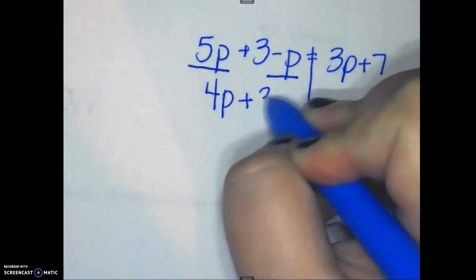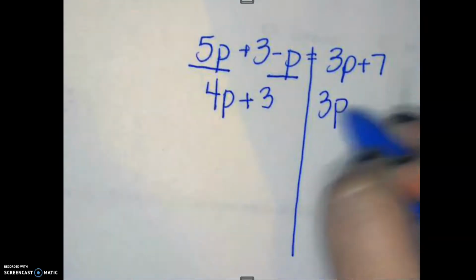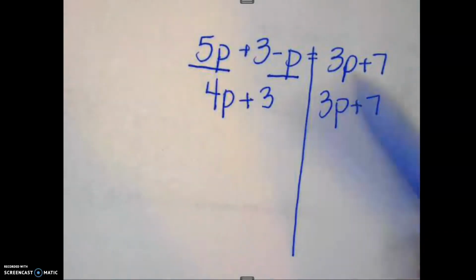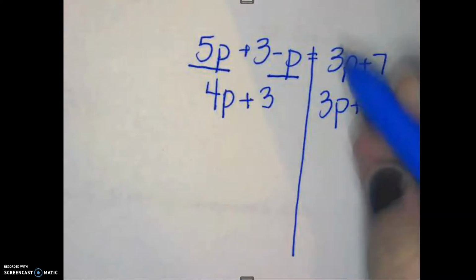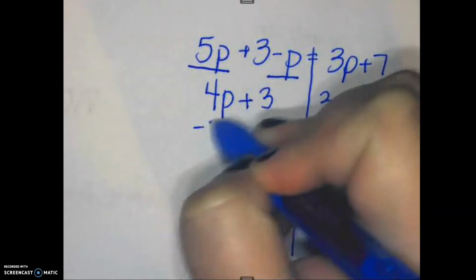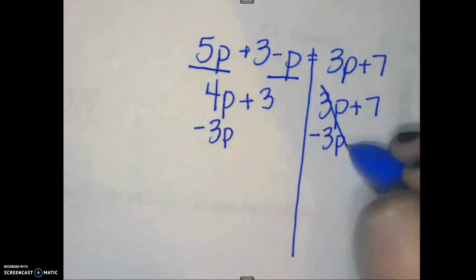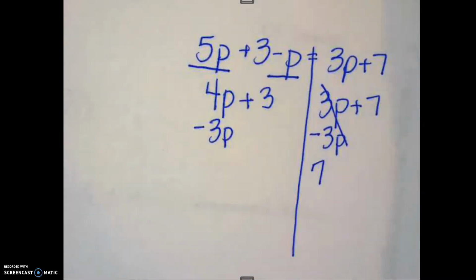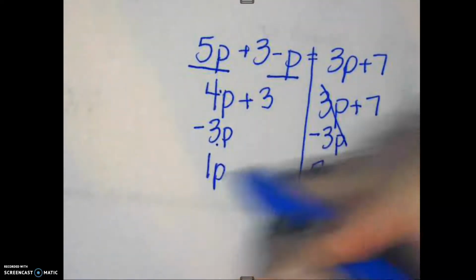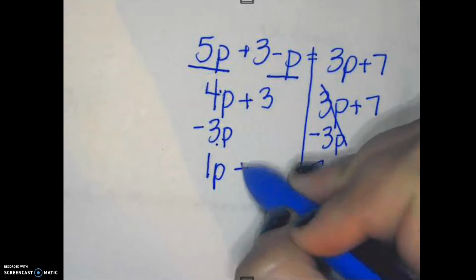plus 3 and 3p plus 7. I no longer have multiple p's on one side, so I need to get all my p's to one side. So I'm going to move my smaller of my p's. Cancels, leaving me with 7. 4p minus 3p is just 1p, or just p, plus 3.